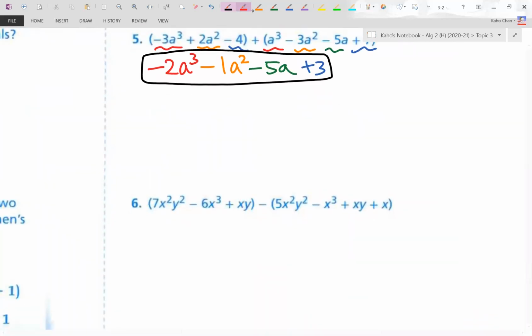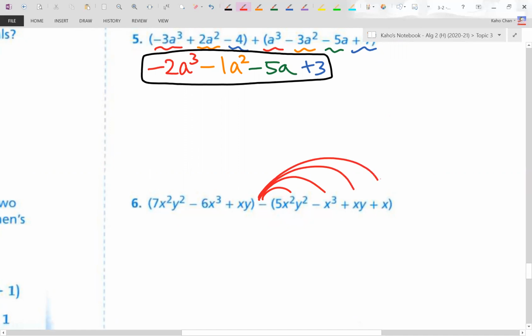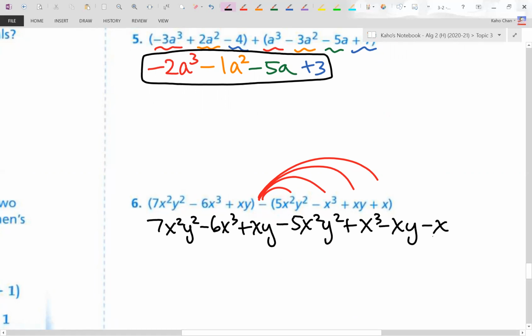Number 6, we do need to apply a minus sign to those 4 terms in the back of the polynomial. Rewrite the whole problem again. Make sure you change the signage for each of those terms in the back. Looks good, looks good. Combine like terms. Any x squared? Oh, yay. X squared, y squared, 7 minus 5 of them. Very nice. Any x cubes? Sure, here they are. Negative 6 plus 1 x cubed is minus 5x cubed.